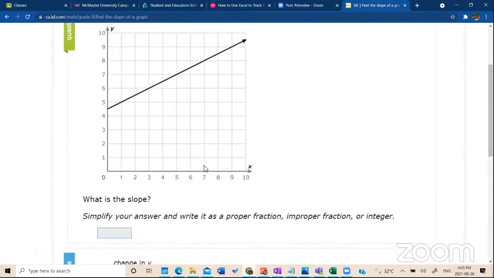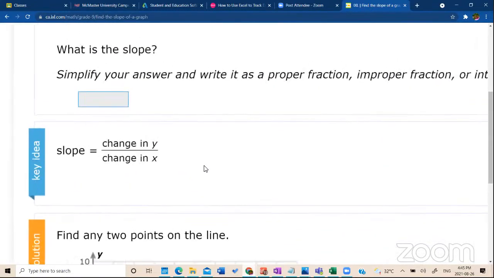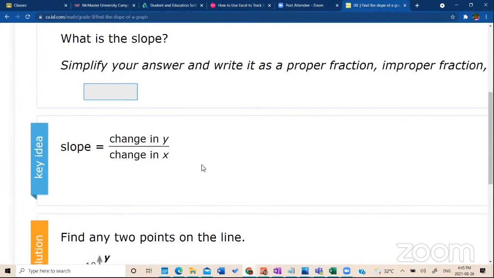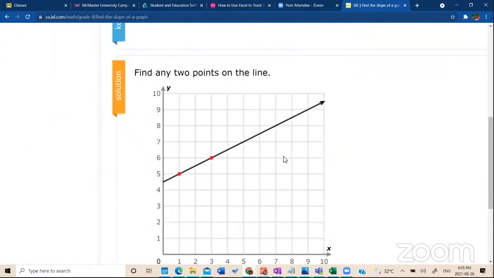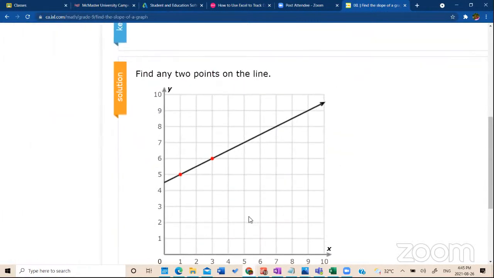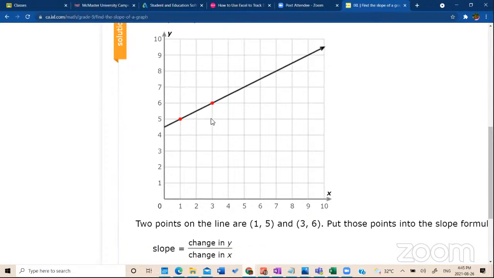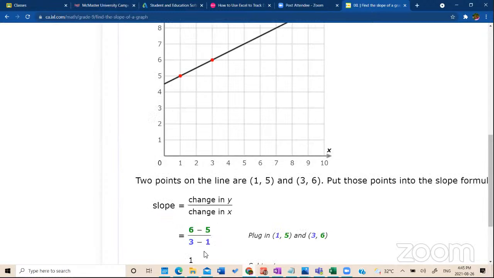So let's do the slope of a graph. Looking at this graph, what is the slope? The slope of a graph is the change in the y-axis over the change in the x-axis. This is the y-axis and this is the x-axis. The way you find the slope is find any 2 points on the line and get the coordinates. What's the coordinate for this dot over here? First, tell me the x. The x is going to be 1. And the y is going to be? 5. 5, very good.